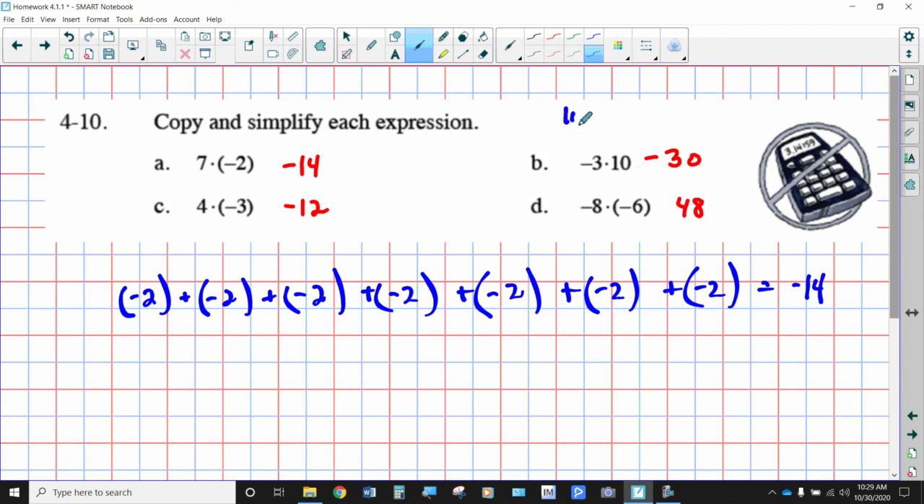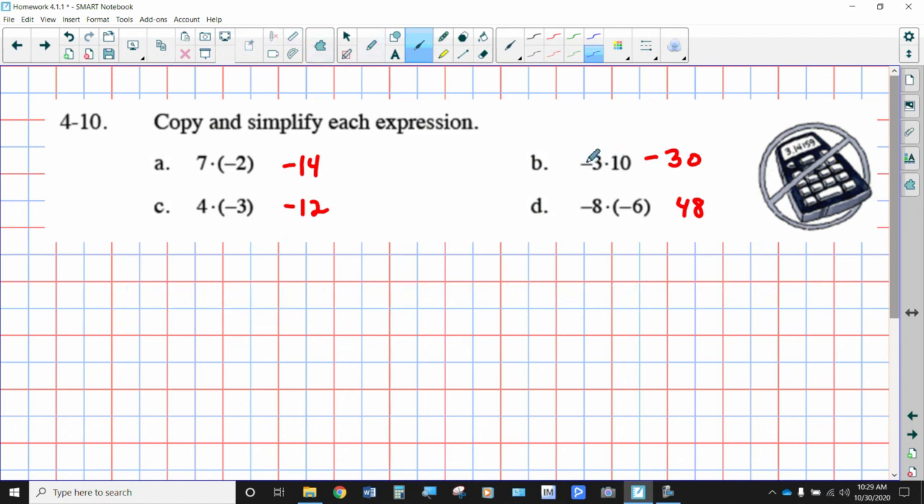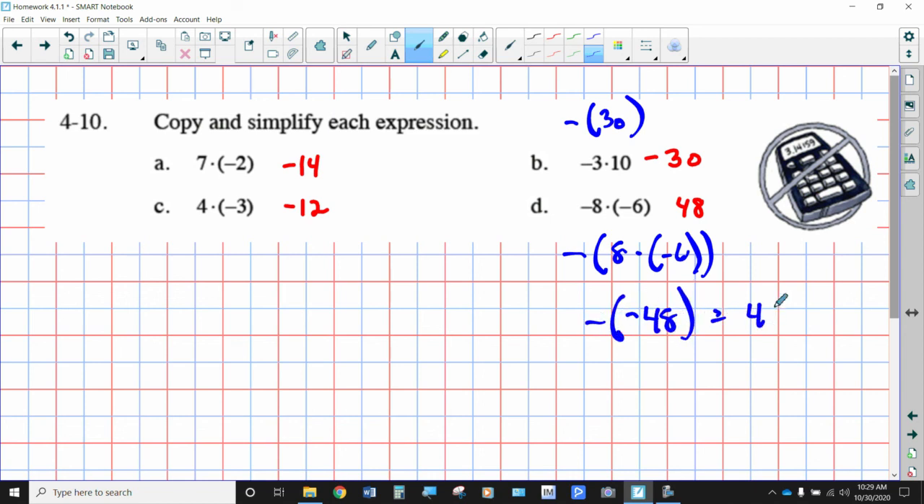Or if you use the commutative property and flip that around, now it says you're adding the number -3 10 times. And so 10 times 3 is 30, but they're all negatives, so your answer would be -30. And then for the last problem, if you think about it in terms of how I said this at first, the opposite of whatever 3 times 10 is, here you could think of the same thing and say, take the opposite of whatever 8 times -6 is. And 8 times -6 is -48, so the opposite of that would be +48.